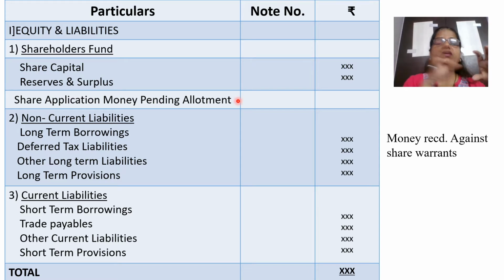What is this? Whenever a company issues the shares, it collects the money in steps or parts. So at the time of application, it might have collected some amount, and afterwards it is going to make the allotment to those shareholders from whom it has received the application money. So if there is such application money received and the shares are yet to be allotted, but the company is going to allot them the shares, such amount is a liability for the company, and that liability is to be shown under the heading share application money pending allotment.